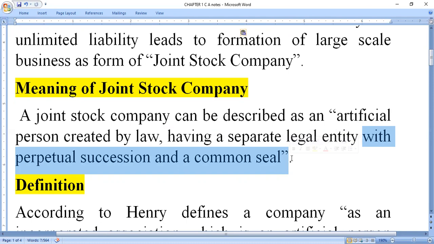This is about the meaning of joint stock company. Once again, a joint stock company is nothing but an artificial person, created under the law, having a separate legal entity with a perpetual succession and a common seal. That is what we call a joint stock company.